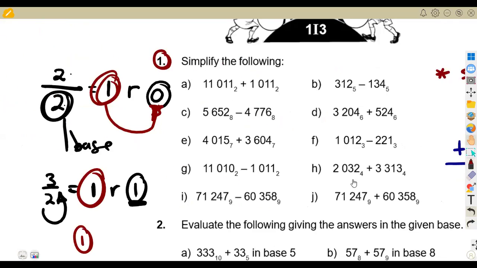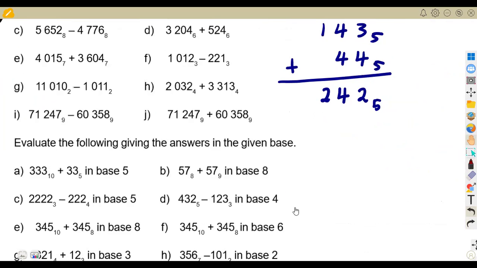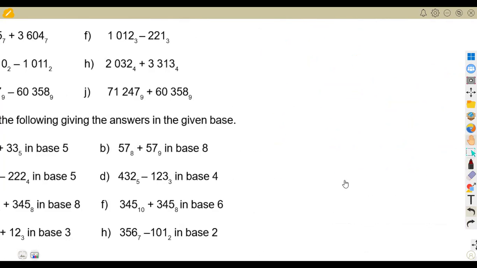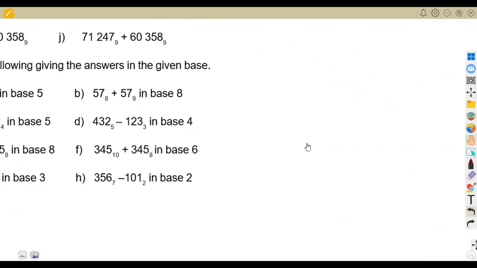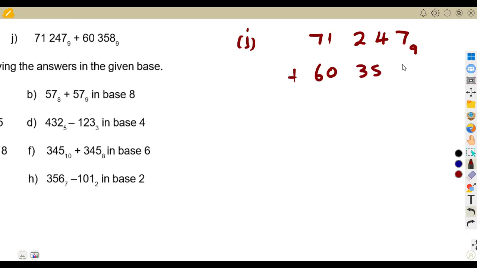Whether you are in base 7, base 8, or whatever base you're given, I want you to try as many questions as you can. There are so many questions here that you can try. I'm just going to work with you the part J, where we are given 71247 in base 9, plus 60358 in base 9.